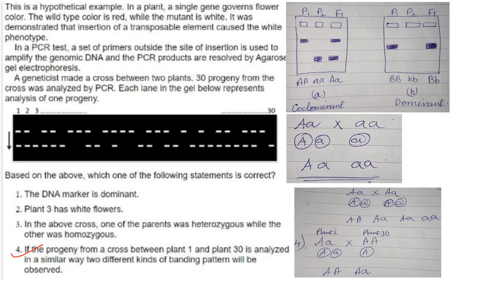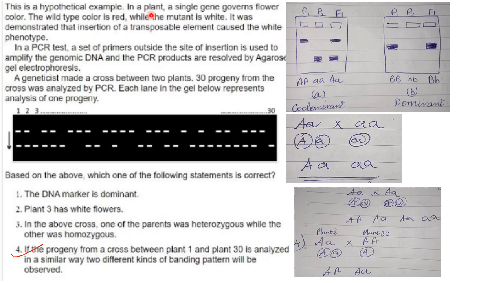Then next one. This is a hypothetical example. In a plant, a single gene governs flower color. The wild type color is red while the mutant is white. It was demonstrated that insertion of a transposable element caused the white phenotype. In a PCR test, a set of primers outside the site of insertion is used to amplify the genomic DNA, and the PCR products are resolved by agarose gel electrophoresis. A geneticist made a cross between two plants. 30 progeny from the cross were analyzed by PCR. Each lane in the gel below represents analysis of one progeny.